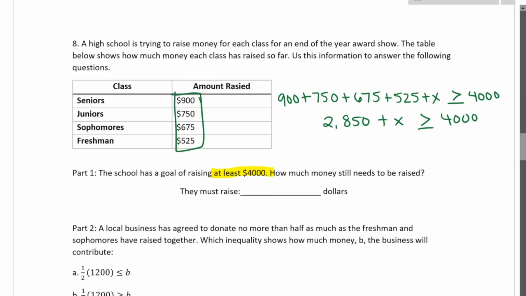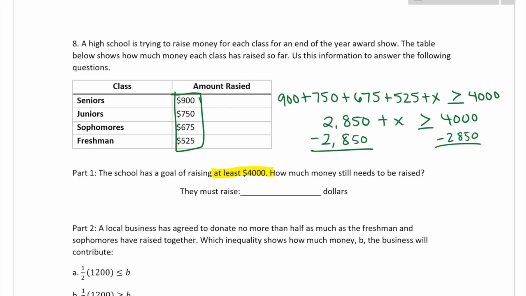So how much money do I still need to raise? Well, I got to subtract $2,850. And what I do to one side, I do to the other. So that is $4,000 minus 2,850, leaving you with x has to be greater than or equal to $1,150. So how much money do they still need to raise? They still must raise $1,150.